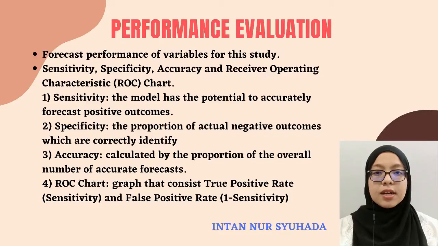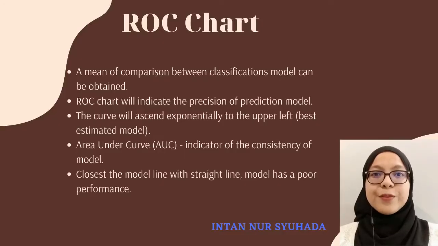And last but not least, the ROC chart. The ROC chart is a graph that has the true positive rate, which is sensitivity, on the y-axis, and the false positive rate, which is 1 minus specificity, on the x-axis. A means of comparison between classification models can be determined by the ROC chart. For each potential probability, the ROC curve will indicate the precision of the prediction model. Ideally, the curve will ascend sharply to the upper left, which means that the model was estimated correctly.